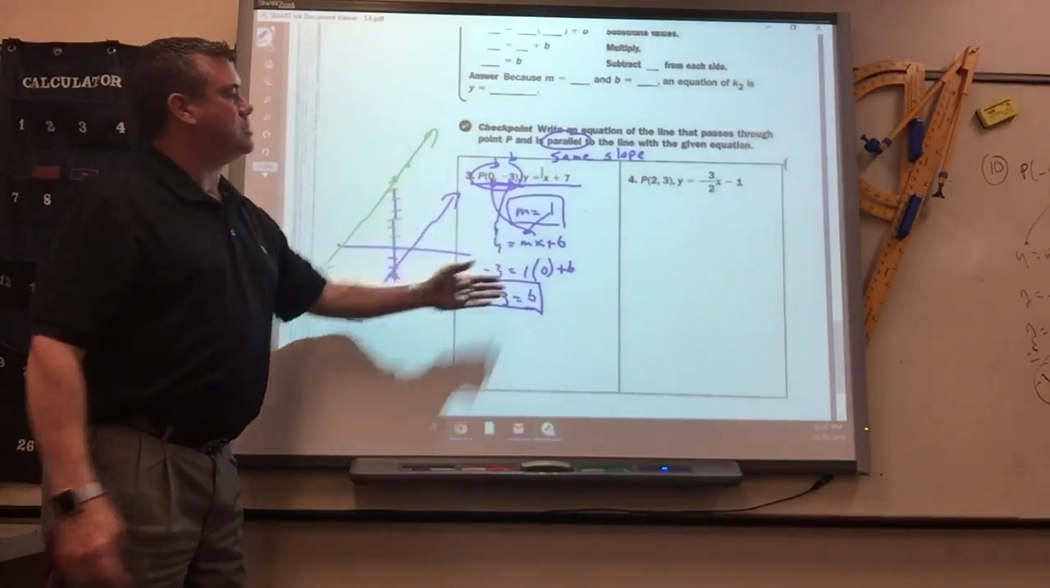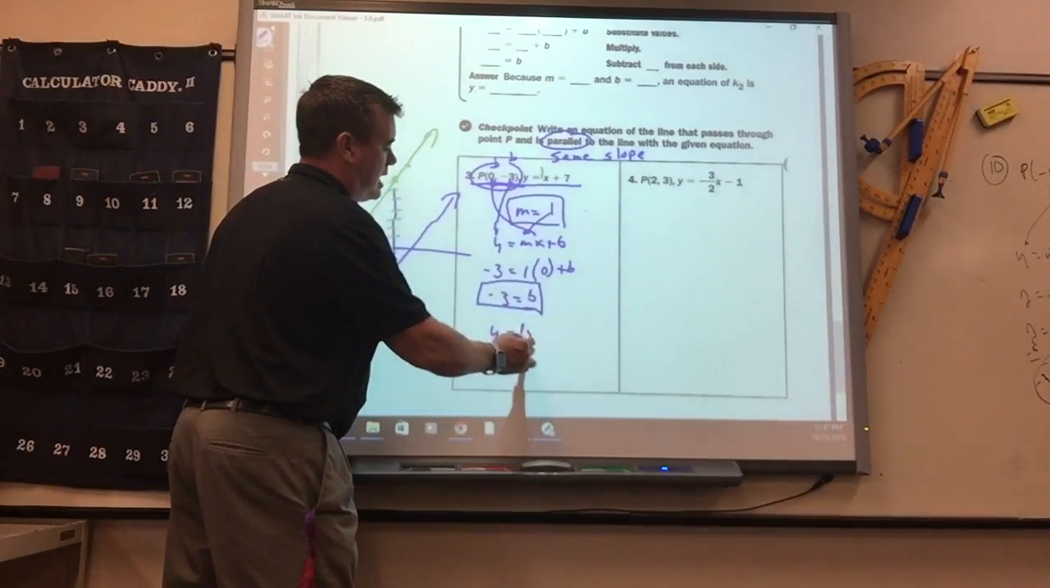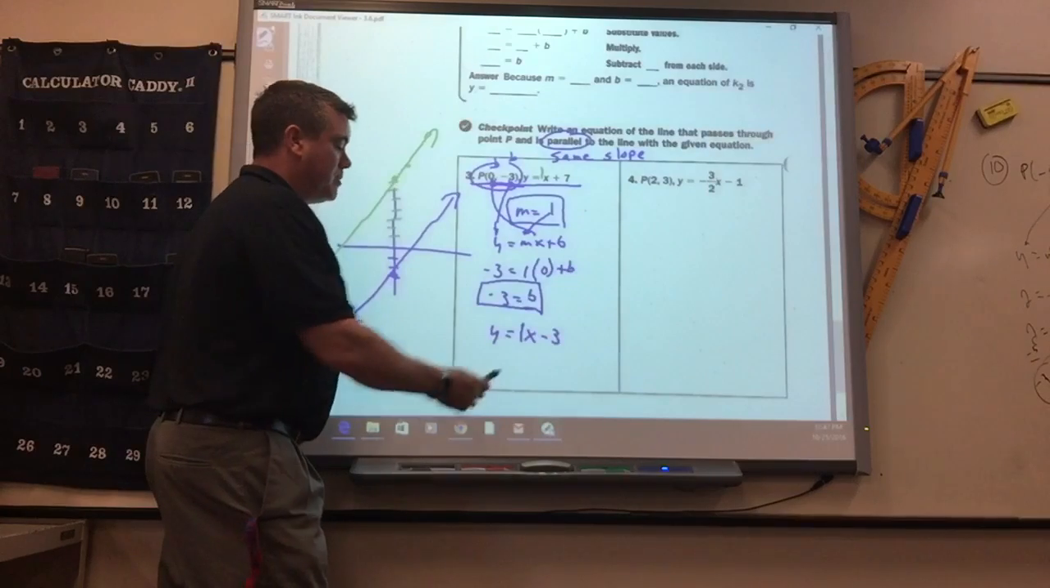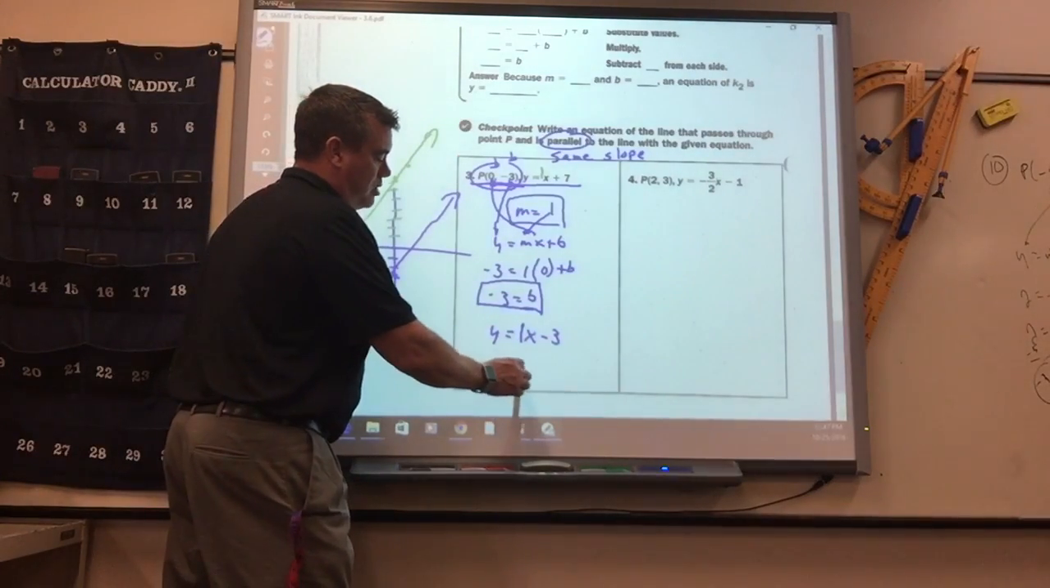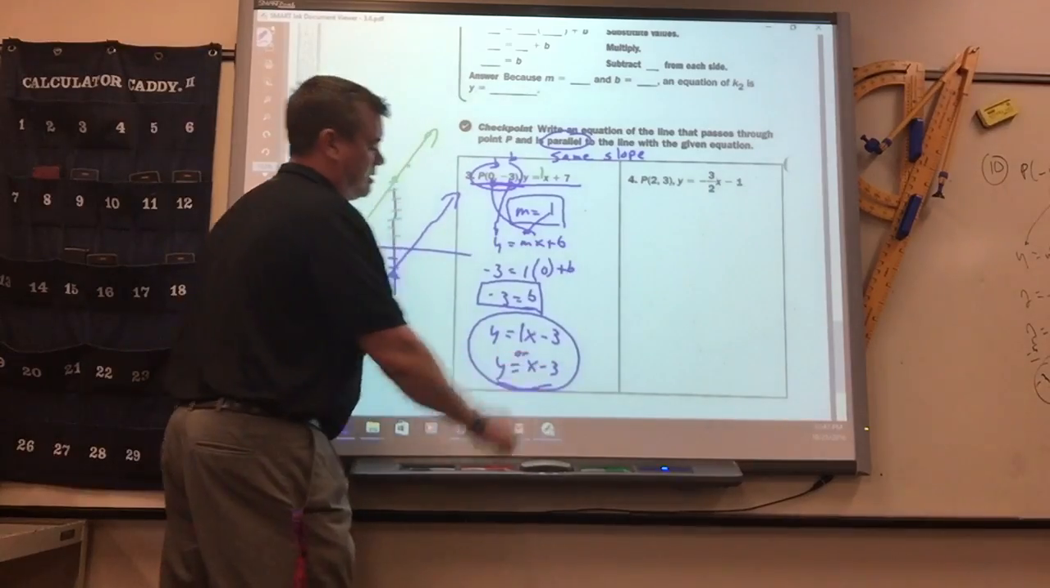So once you have these two, then you write the equation y equals mx plus b, and since b is -3, you just put -3. And you don't need the 1 there. You could write it as y = x - 3. Either way is fine.